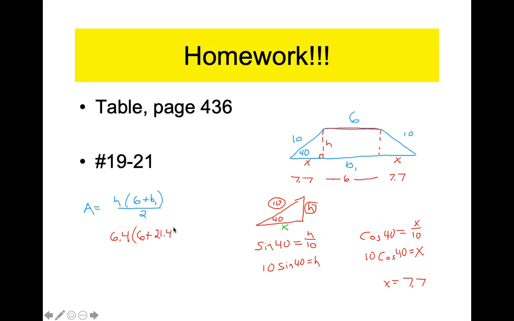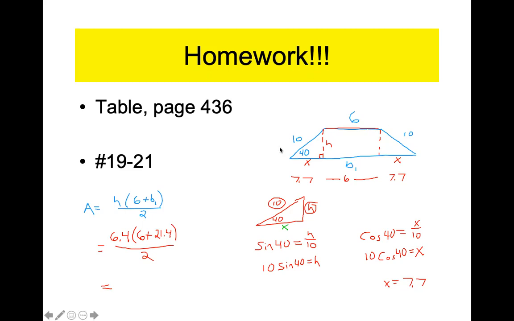See what I'm doing over here? All right, type that whole thing in your calculator and see what you get. That should be the area. 21.4. Make sure you use parentheses. You get 87.68.